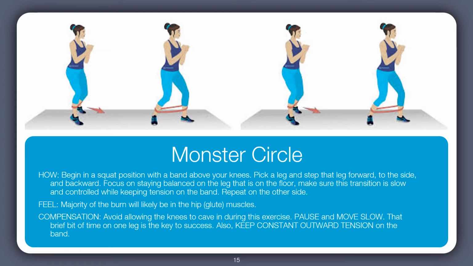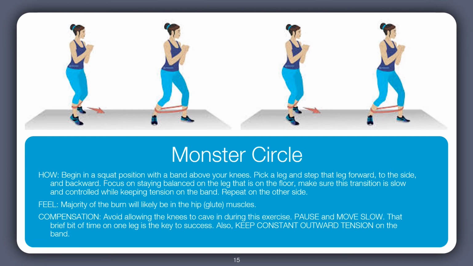The next one is monster circles. The really important part while doing this is to pause and move slow as you're doing the exercise. And you're basically just wanting to bring both legs in all the different ranges of motion. So bringing the leg forward, bringing the leg out to the side, and bringing the leg back behind you. So you can do this as a walk, or you can just focus on one leg at a time. So I'll describe doing one leg at a time.